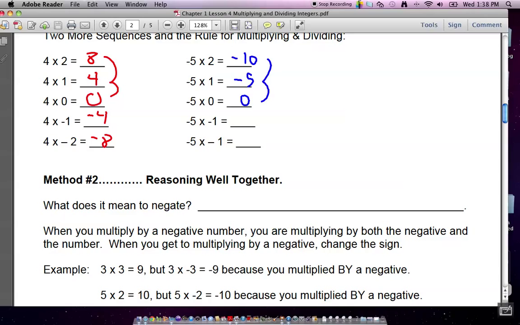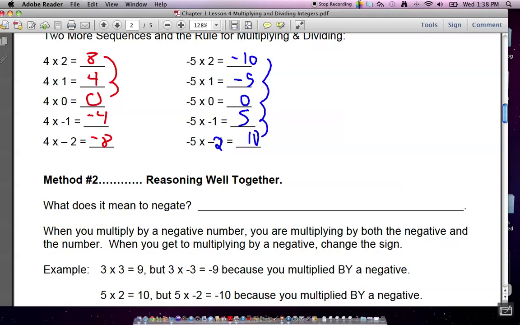Am I going down or up? Up. How much am I going up? 5. So 0 plus 5 is 5. And then it's the same thing. What's 5 plus 5? 10.